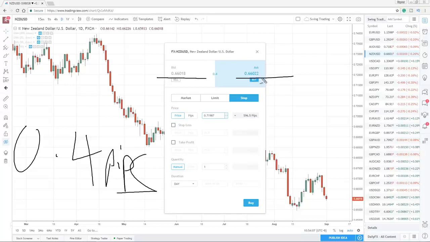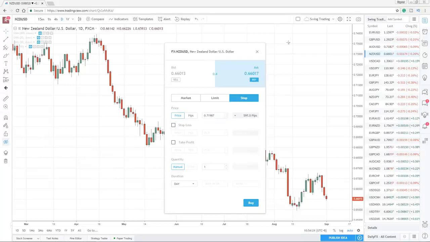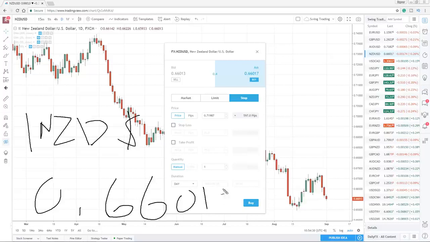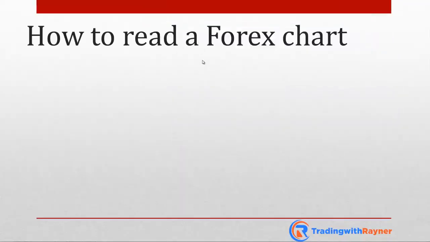Let me break down what it all means. Let's say you want to long New Zealand dollar right now. This is the price that you have to pay. So to buy 1 New Zealand dollar, you have to pay 0.66017 US dollar. That is the cost to buy 1 New Zealand dollar right now. So that's pretty much how it works, and that's how you read a Forex chart.